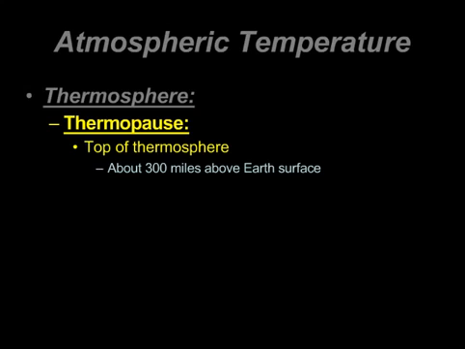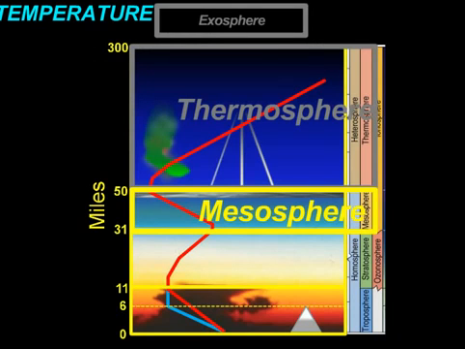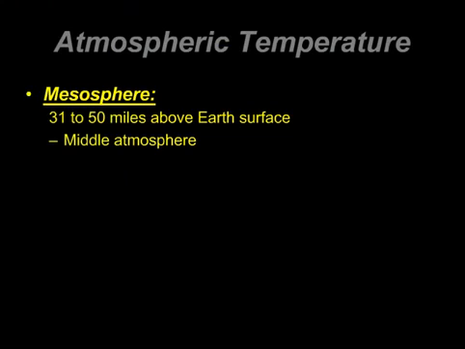And so once again, that's going to be 300 miles above Earth's surface. Just below the thermosphere is the mesosphere. If we look at the red line now, you can see the red line illustrates a pattern in which, as we go up, temperature goes down. So unlike the thermosphere, where as we go up, temperature goes up, in the mesosphere, as we go up, temperature goes down.